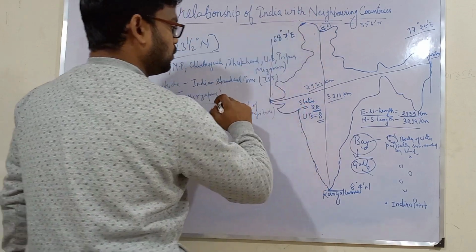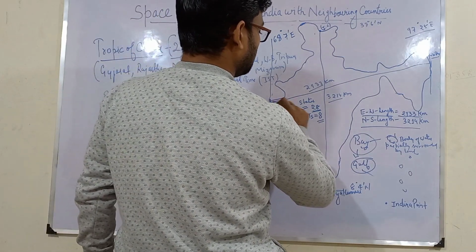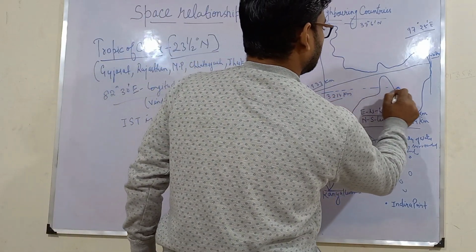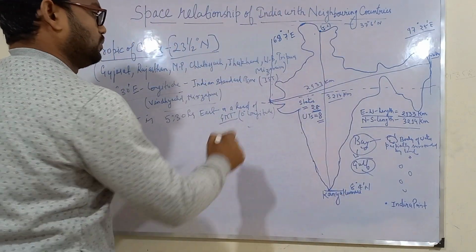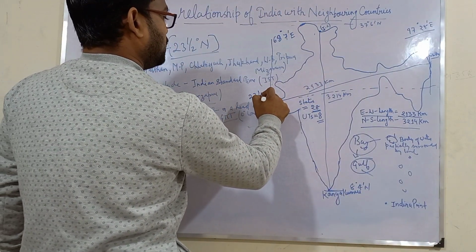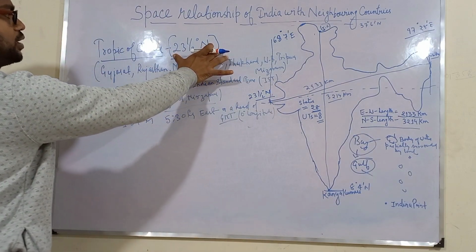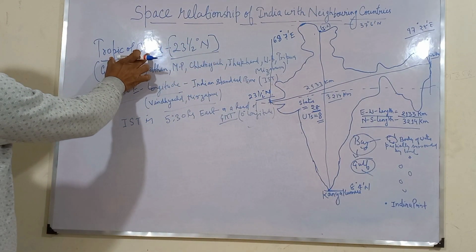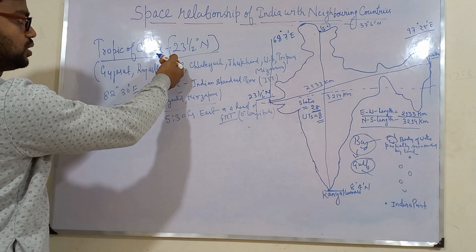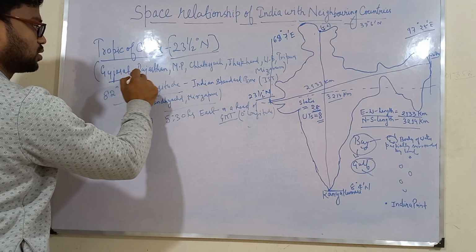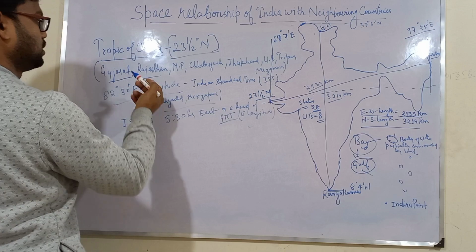So of course 23 would be lying somewhere around here in the central part of India, somewhere around here, this 23.5 degree north latitude. So this 23.5 degree north latitude is nothing but Tropic of Cancer. So you need to remember the names of the states through which Tropic of Cancer passes.